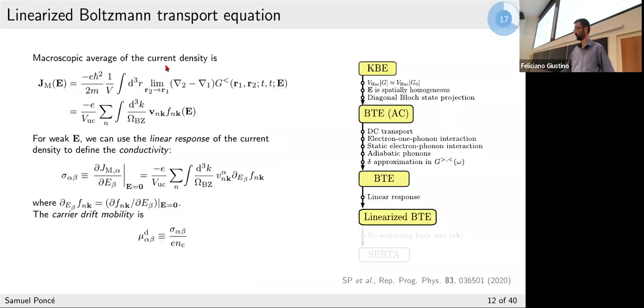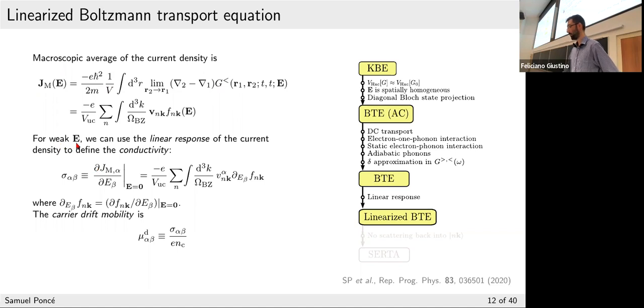So now if I go back to the current density, this is now the macroscopic average of the current density. So I just integrate over position. And so again, this is the gradient of the lesser Green's function. And then when you do all this approximation, you do block projection and so on, this Green's function is nothing but this field-dependent occupation function. And this gradient gives you this velocity term. So this is the electronic velocity times this occupation function.